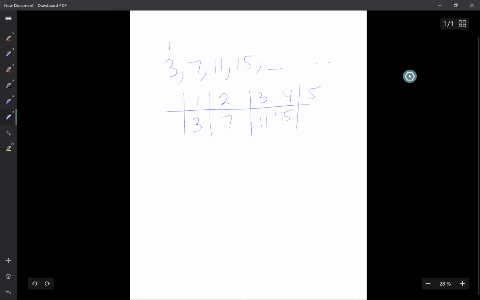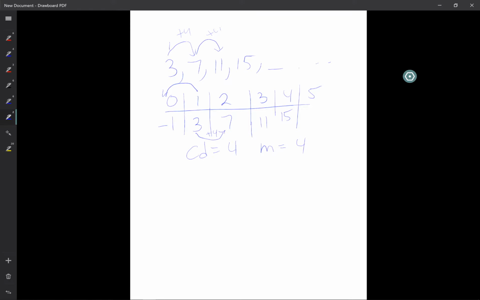Well, first, is this an arithmetic sequence? The answer is yes, because it's going up by 4, right? Plus 4, plus 4, plus 4. Oh, cool. So the common difference, the number it's going up by, is 4. So that means the slope is 4, okay? And then remember, if it's going up by 4 this way, if I wanted to find the zero term, or the term before the first term, that term would have been 4 less, so it would have been negative 1. So that's the y-intercept. The y-intercept is negative 1.